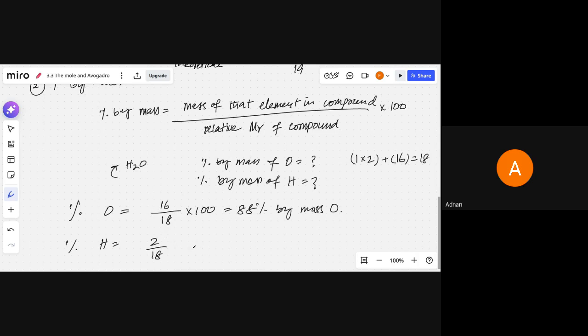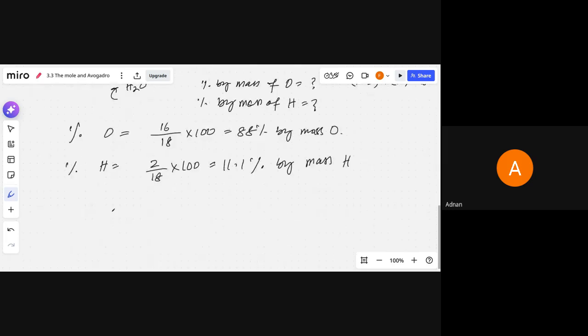So 2 divided by 18, and we get 0.11, times 100, and we get 11.1 percent, right? So this is how you basically calculate the percentage by mass. So this is the percentage by mass of hydrogen.